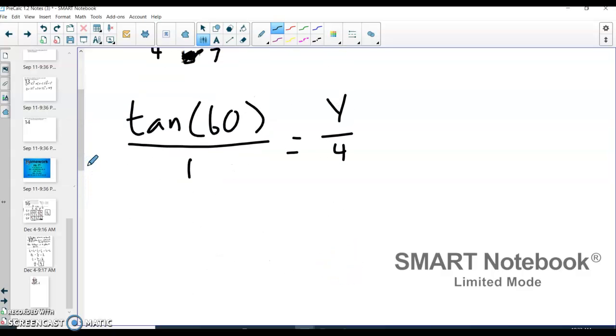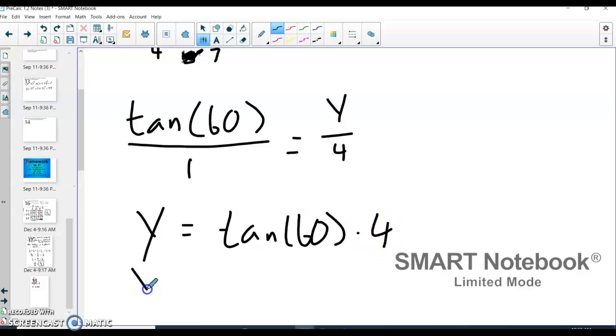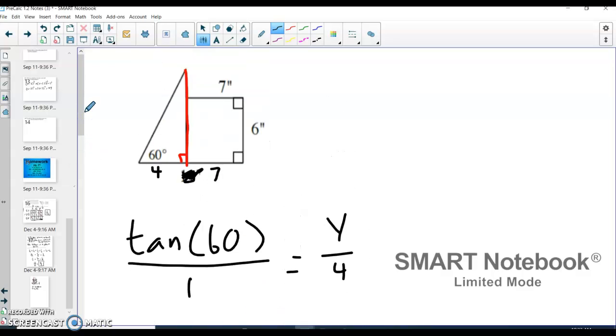Now, I'm going to do 1 times y, that gives me y, and I'm going to get the tangent of 60 times 4, which I need my calculator for. I pause my video quick and look for it. I got my calculator doing the tangent of 60 times 4, and that's going to give me 6.93. That's rounded, 6.93. So I know this total length here in red is 6.93.